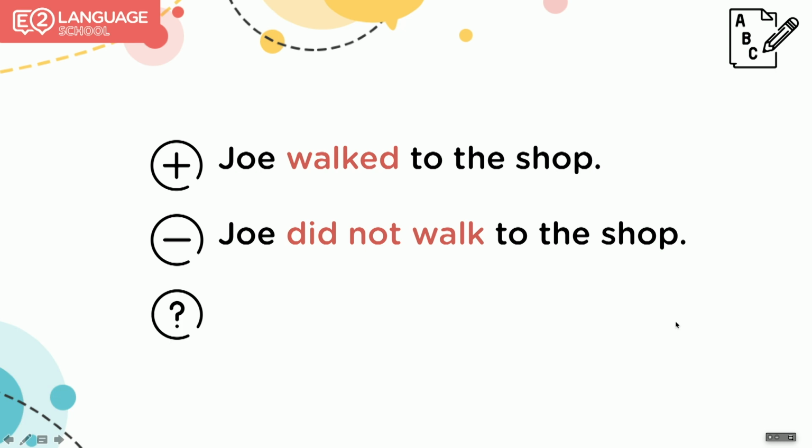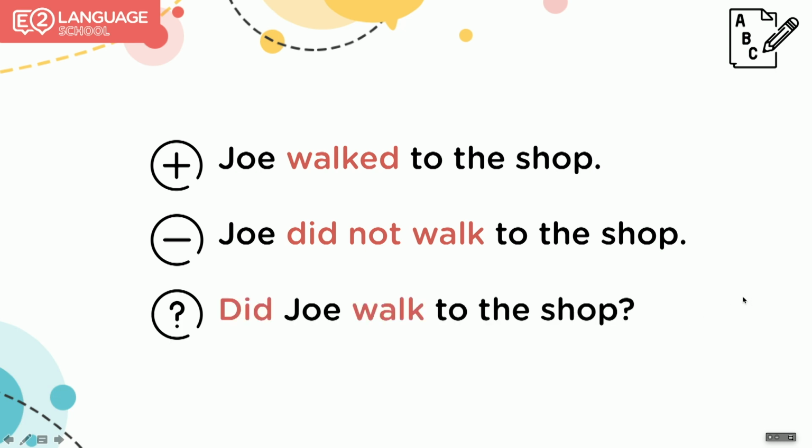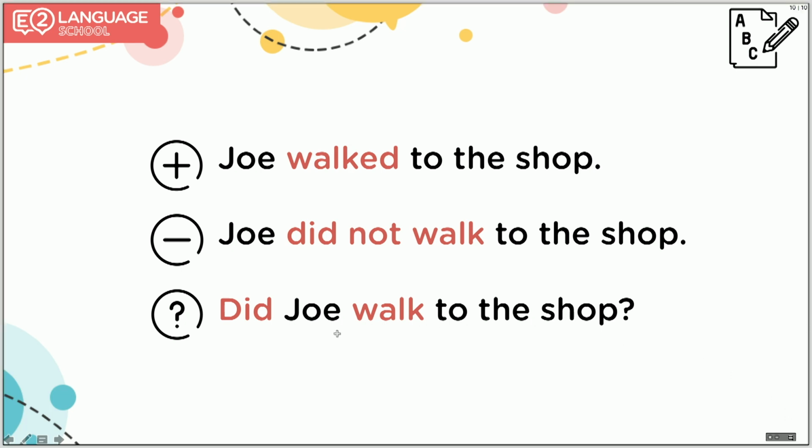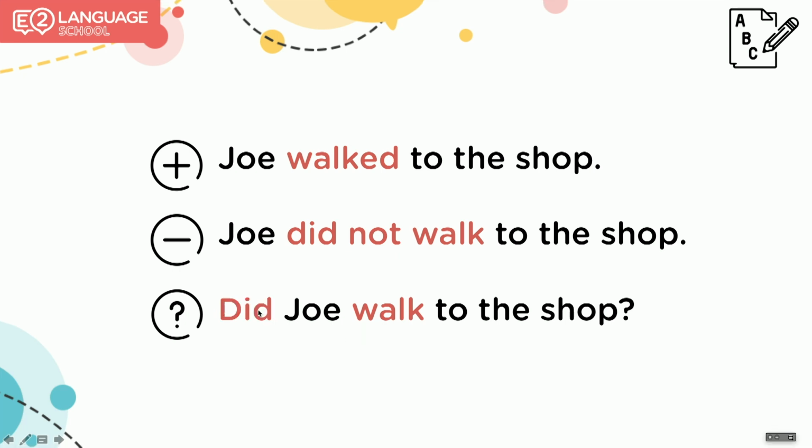And for a question sentence, we put did at the beginning. Did Joe walk to the shop? That's how you create a question sentence using a did verb. So let's think about this. If you got rid of this, Joe walked to the shop, but you must always put earlier, yesterday, last week, for example. This tells me you're talking about the past.